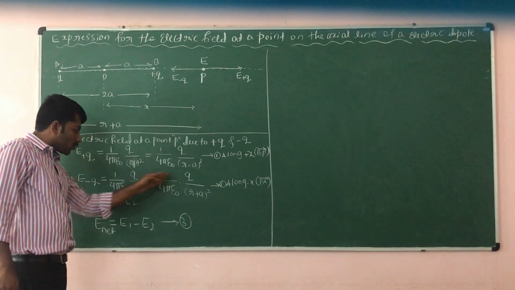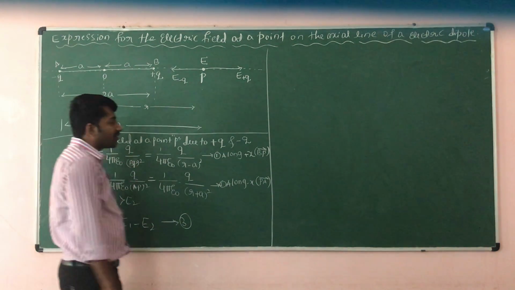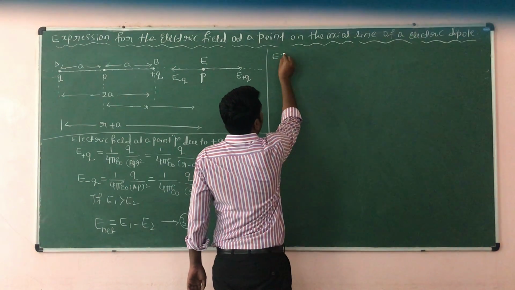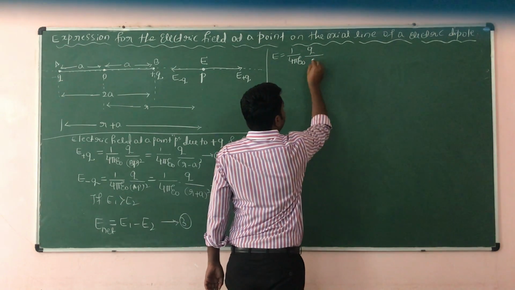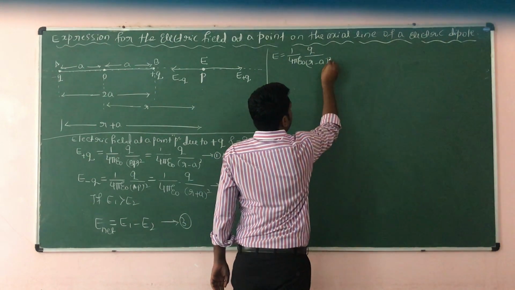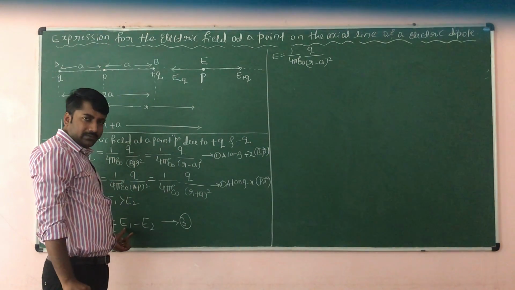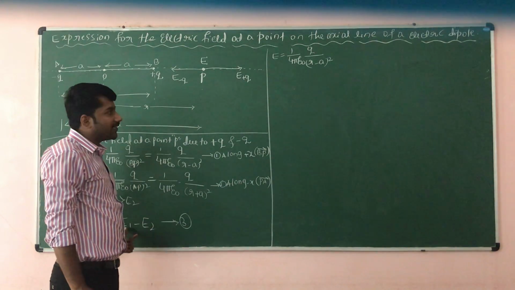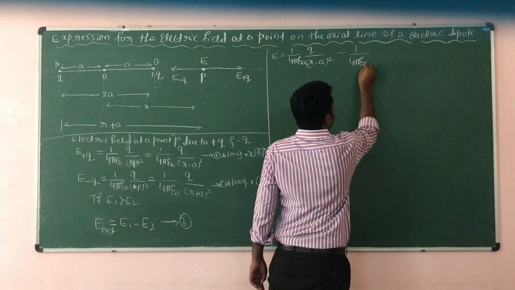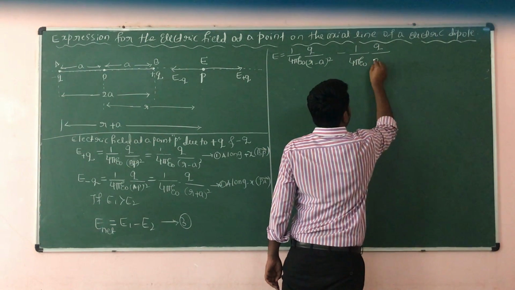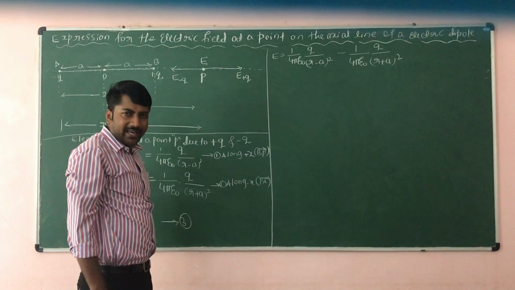Now substitute these two values in this equation. We get E is equal to 1 divided by 4 pi epsilon naught Q divided by R minus A whole square, that is the E1 value, minus 1 divided by 4 pi epsilon naught Q divided by R plus A whole square.